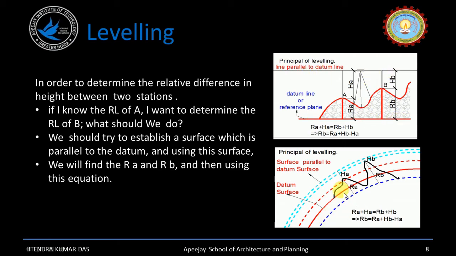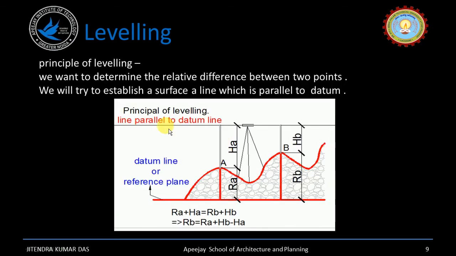In another situation, when the consideration of curvature comes, again we will create a parallel surface from the geoid, and that one will pass through the point A and another will pass through the point B. And from the leveling principle, we can find the reduced level of point B. Here in detail, you can see how we can do the principle of leveling.